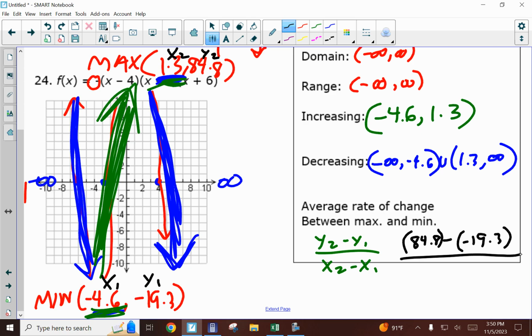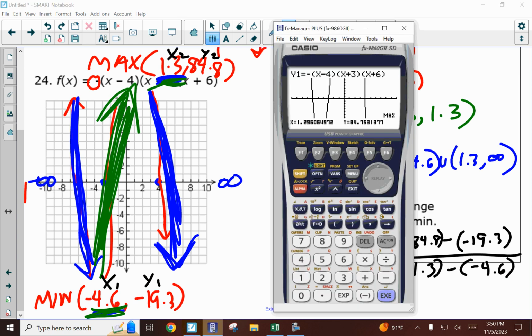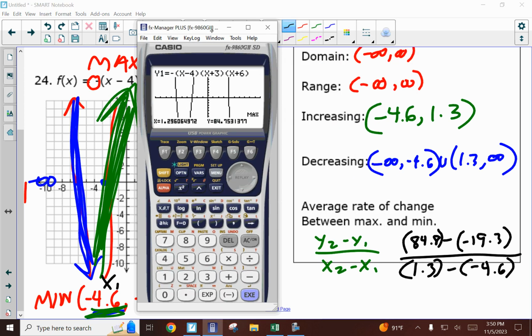what do we do first? 84.8 and 1.3 minus negative 4.6. So that all just goes in the calculator. So we'll go to the regular menu, delete all that, it's ugly, parentheses. So we got 84.8 minus negative 19.3.